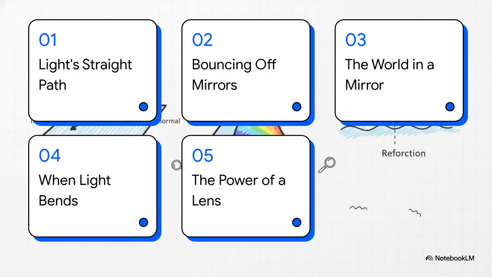So we'll kick things off with a straight line path of light that makes sight even possible. Then we'll explore the kind of funhouse world of curved mirrors. After that, we'll check out what happens when light actually bends through different materials. And finally, we'll see how we can harness that power to understand how lenses work. So let's get into it.